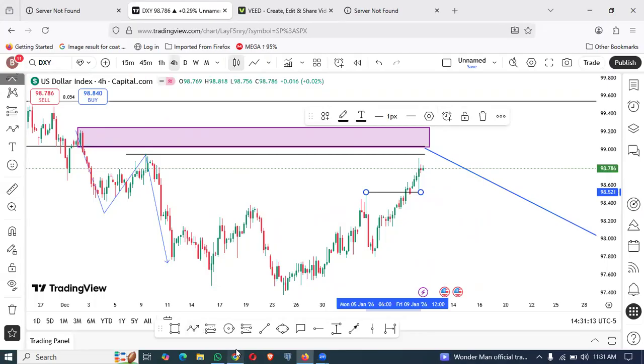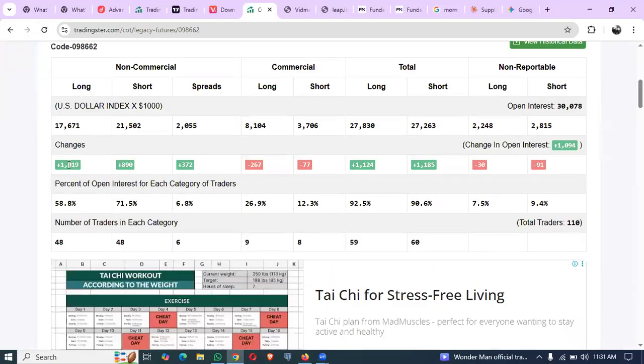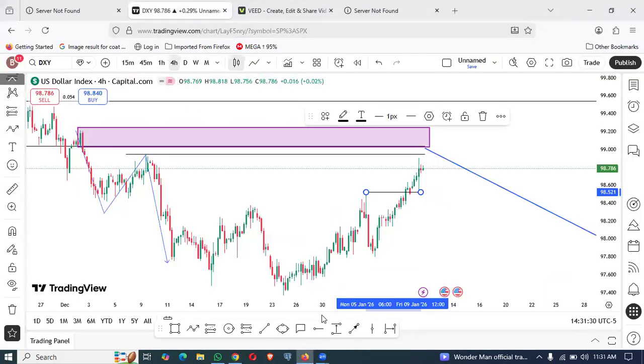But if you check your COT data now, they added 1,000 points to the long side, making it 18,600. But the short positions are still much. They added 890. So this one is around 22K plus. So this one has plenty pass. And technically too, the trend is bearish.